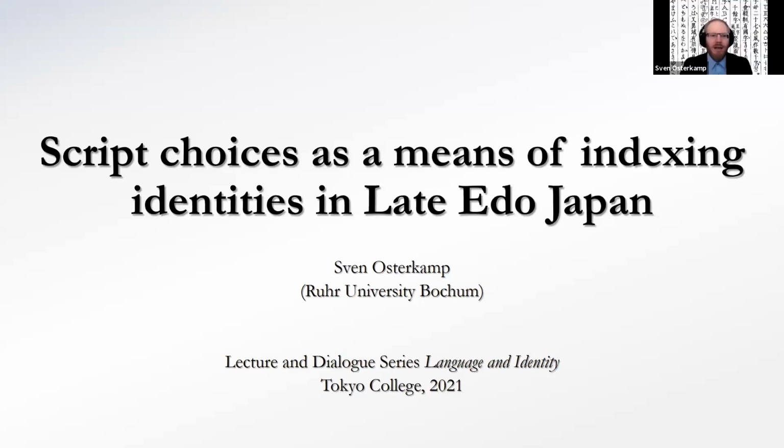First of all, thank you for having me, and a big thank you to the organizers for making this happen. So my title is, as you have already heard, Script Choices as a Means of Indexing Identities in Late Edo Japan. So my focus will be more on script rather than language issues, and time-wise, I'll roughly be dealing with the last 100 or so years of the Edo period.